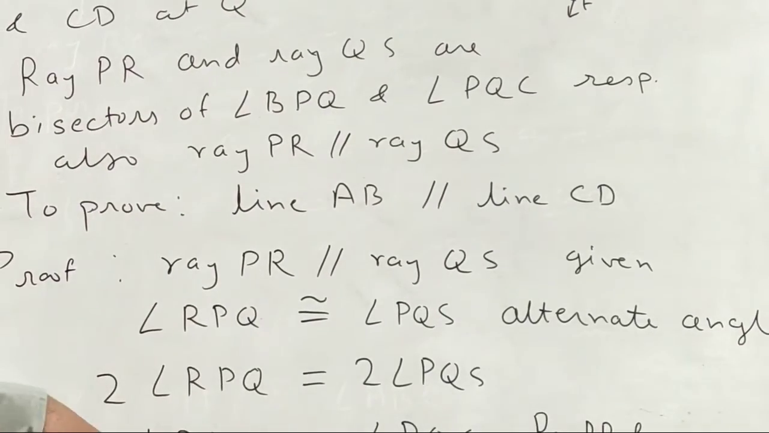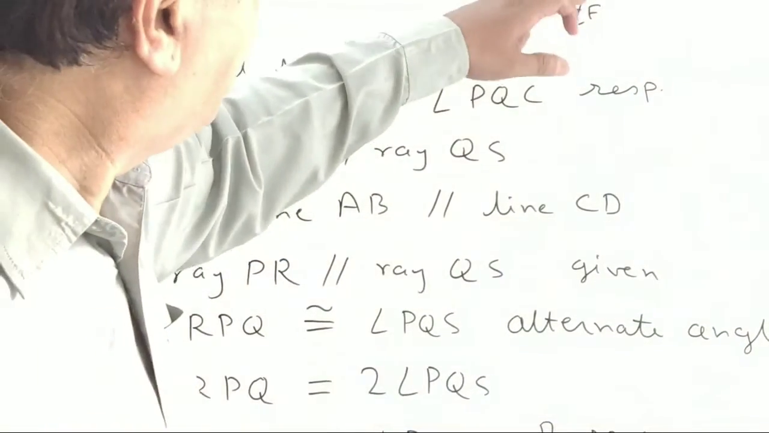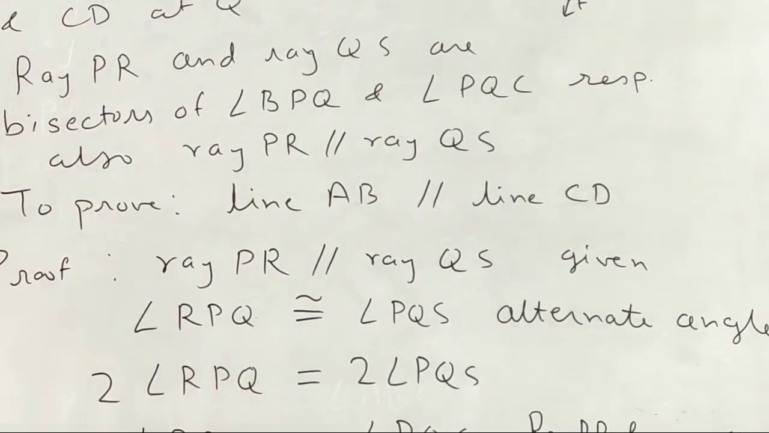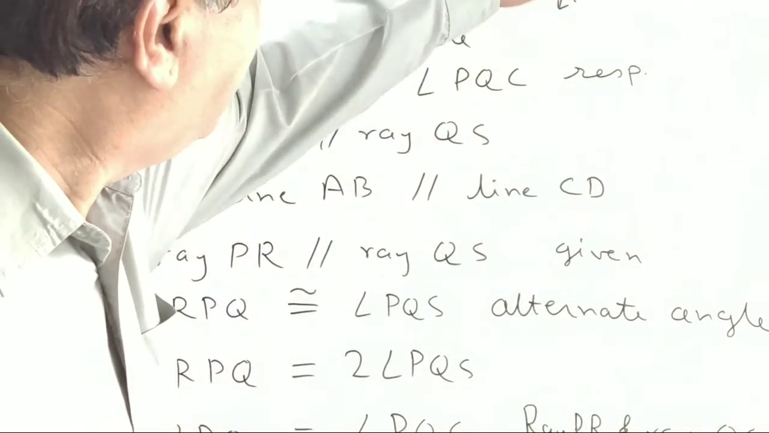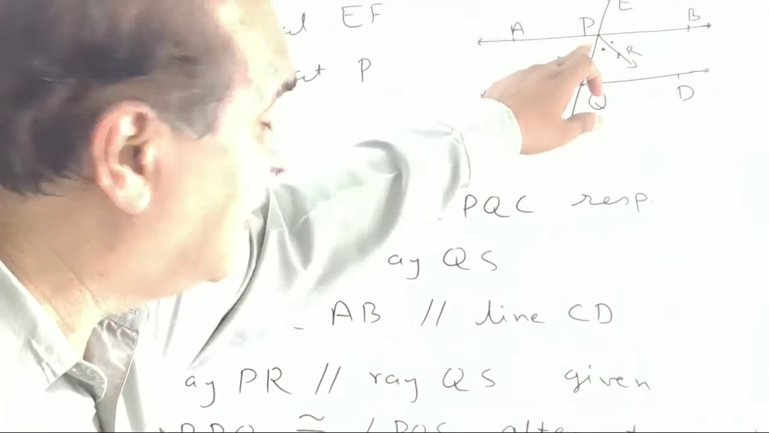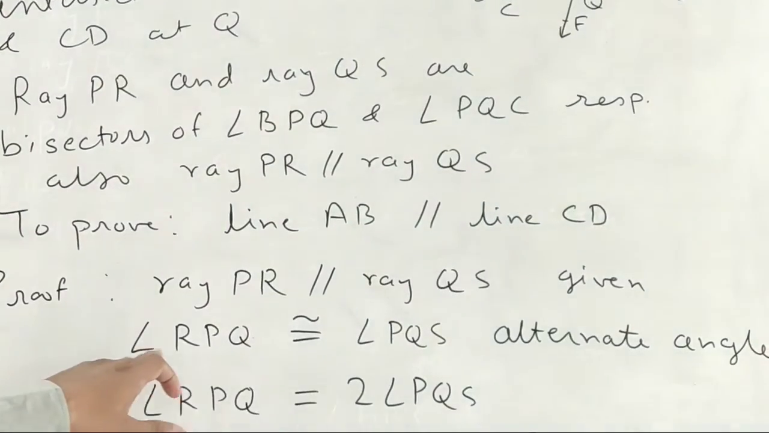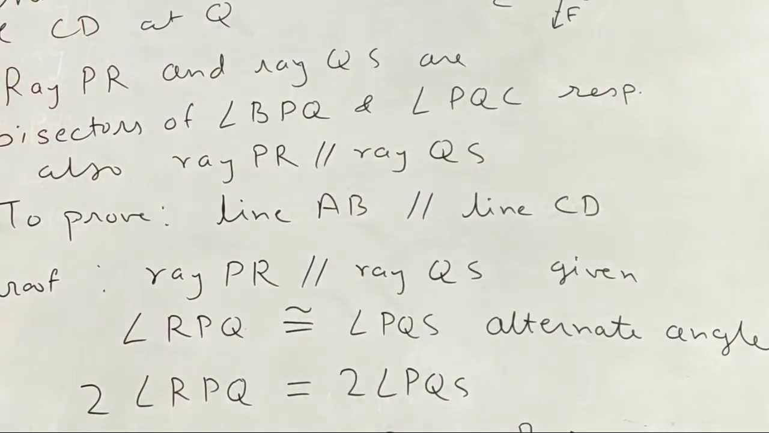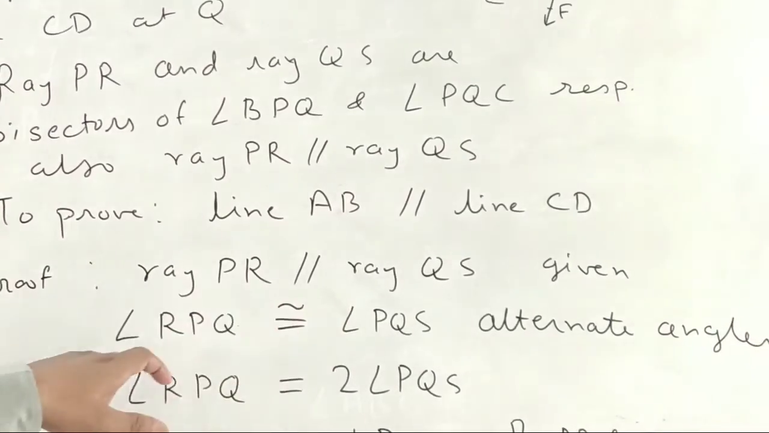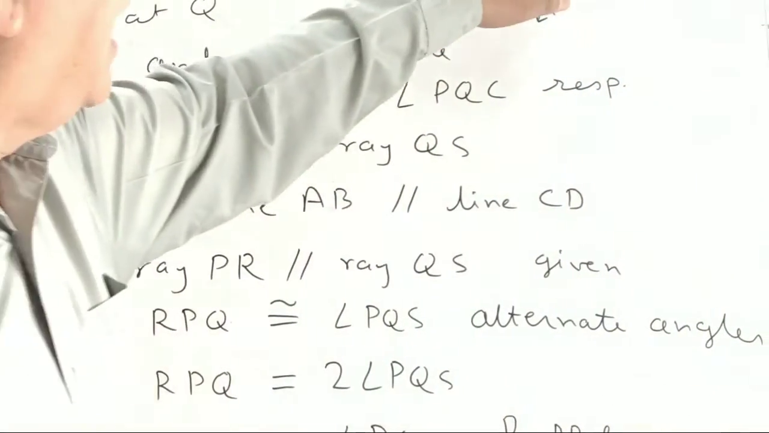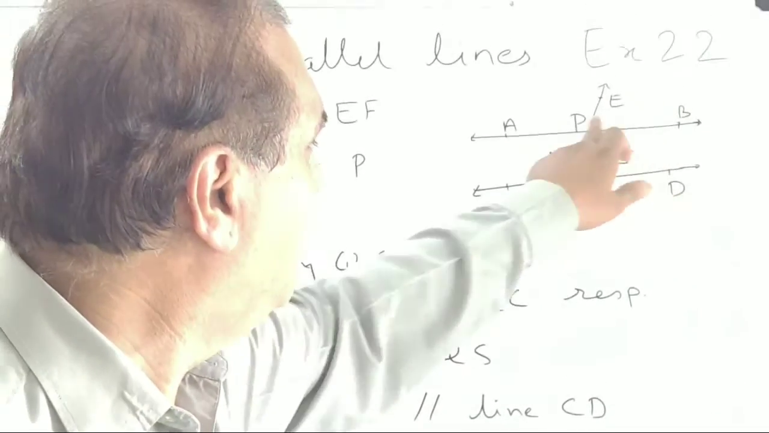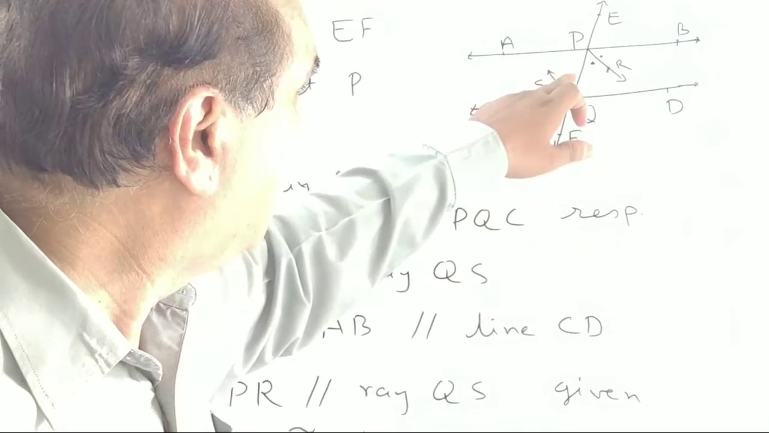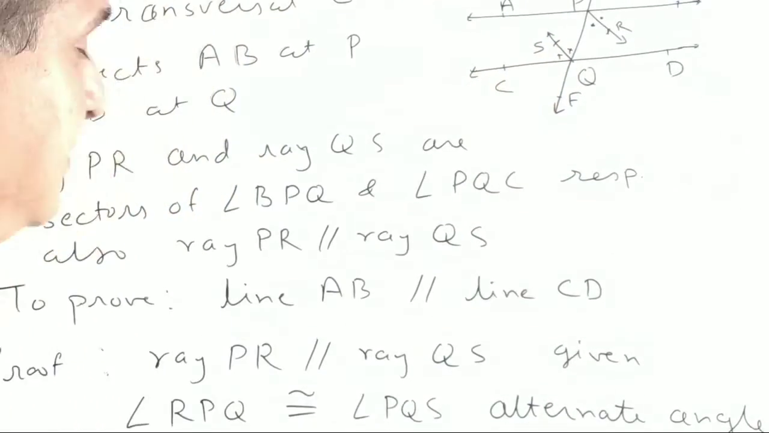Now the proof starts here. Systematically, ray PR is parallel to ray QS, that is given. If lines are parallel, alternate angles are congruent. So angle RPQ and PQS are alternate angles, right? So angle RPQ is congruent to angle PQS, alternate angles. Okay. We will multiply this by 2, double. This is half because this is an angle bisector. Double will be the full angle. Here also, the full angle if you multiply by 2.